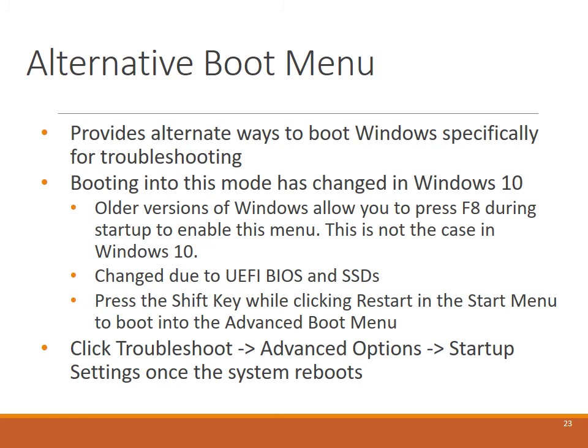To do this now, when you're inside Windows, with the operating system fully booted, you're going to press the Shift key while clicking the Restart button in the Start menu. The next time it boots, it will boot you into the Advanced Boot menu. You can click Troubleshoot, Advanced Options, and then Startup Settings. Once the system reboots, you'll see a blue menu. This isn't a blue screen of death, it's a blue troubleshooting menu. You'll be able to click Troubleshoot, Advanced Options, and Startup Settings to get into the Advanced Startup menu.